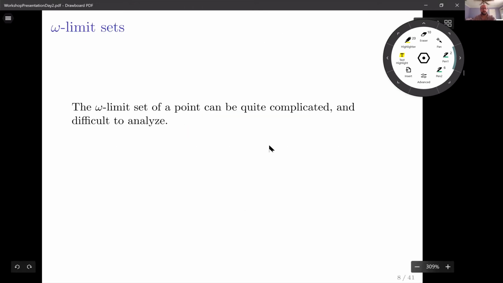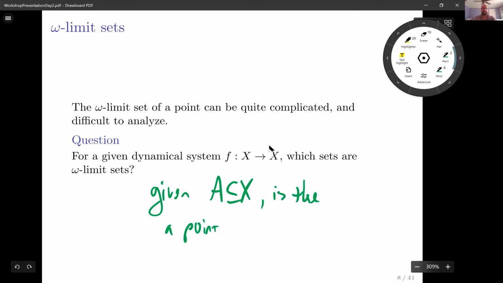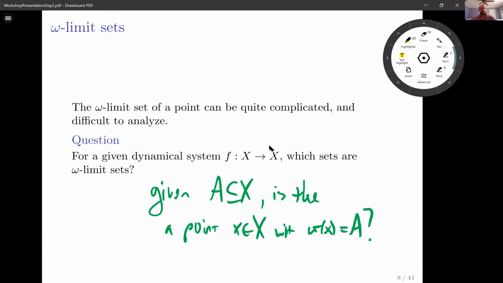So what we'd like to do today is ask a slightly different question. Instead of saying, given a point x, what does the omega limit set of x look like, the question I want to address today is, given a subset A of X, is it the omega limit set of some point? So, given a subset A of X, is there a point x in X with omega of x equals A? That's the question we're going to address today. And the notion of shadowing from yesterday is going to come into play pretty quickly here.